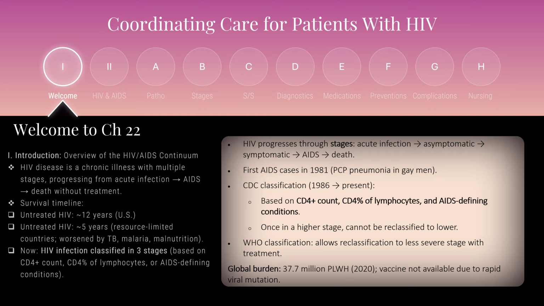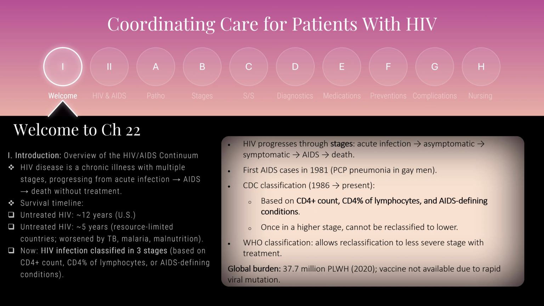The first AIDS case was reported in 1981, pneumonia in gay men. In 1985, HIV antibody tests became available and showed HIV could exist before AIDS symptoms. In 1986, the CDC established a classification system, and HIV infection is classified in 3 stages based on CD4 plus count.